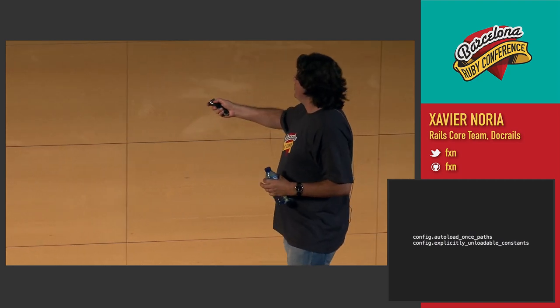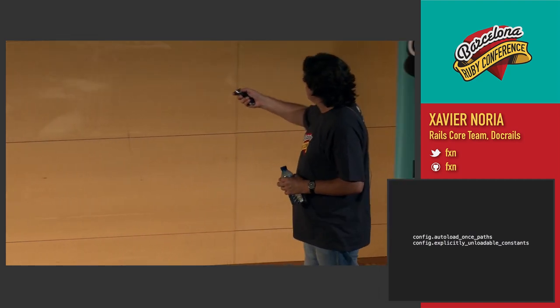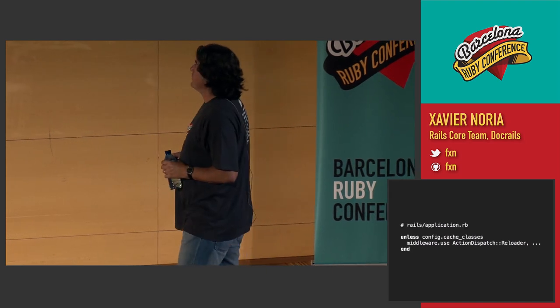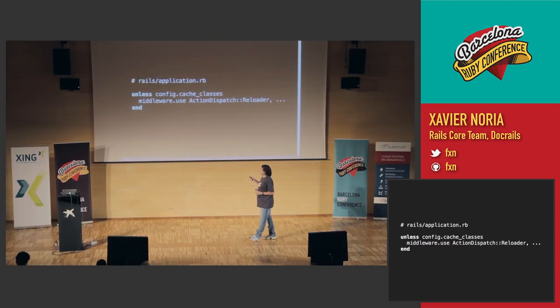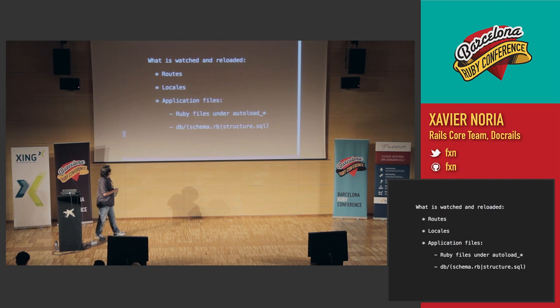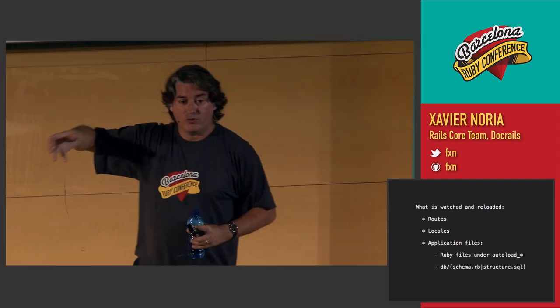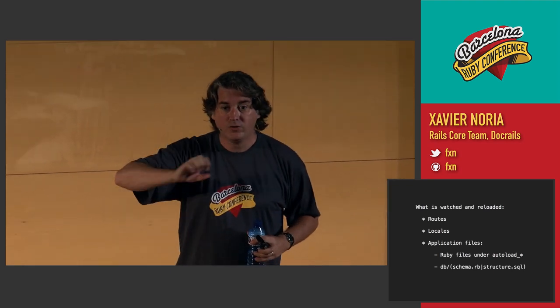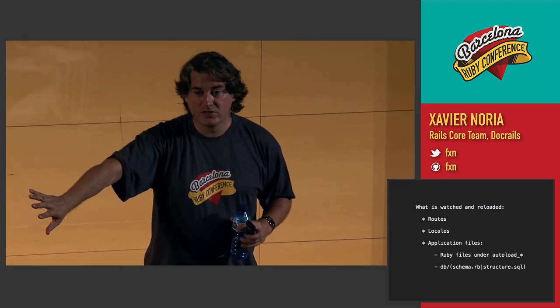So you can put in explicitly unloadable constants this thing. And then in Active Support, in the application railtie, there's this thing that says, if you want to reload things, we are going to push a middleware. This middleware looks for the routes, the locales, and the application files. And it works this way. If the routes are changed, the routes are loaded again, and the constants are gone.